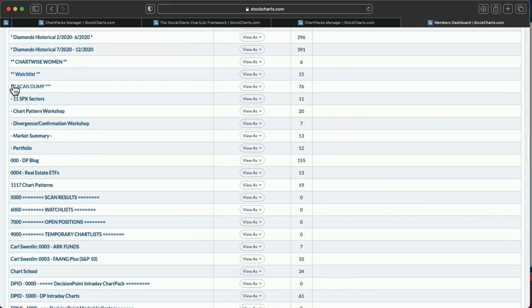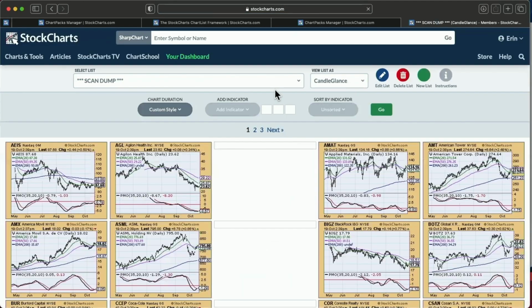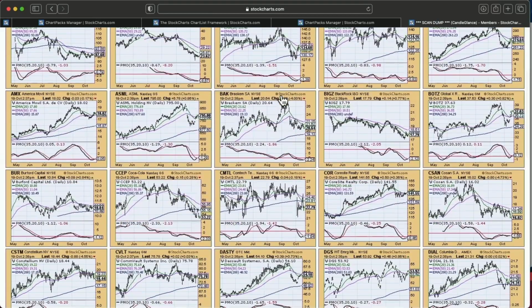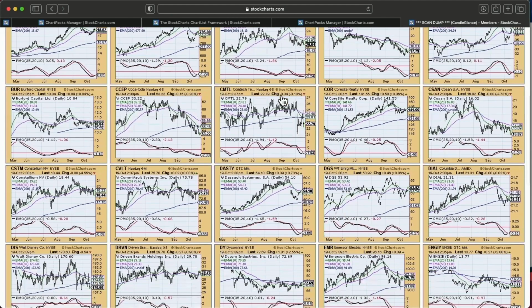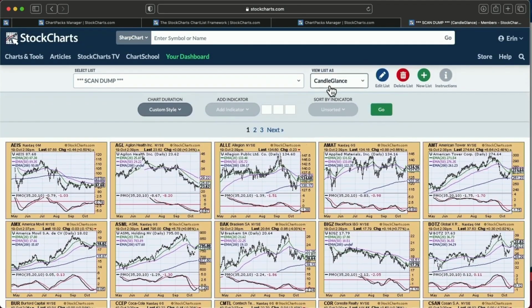Again, there's my scan dump. So this is where I put all of my scan results. After I run a scan, I just say replace that chart list, and it goes right into that scan dump. And then I can manipulate it. I can look at it in candle glance, however I wish. So I'm sure I have some stocks in here because, like I said, I always have something going on in that chart list. And sure enough, I have quite a bit from a recent scan that I did. And again, I just drop it in that scan dump, and then it's always going to be exactly what I'm looking at for that moment.